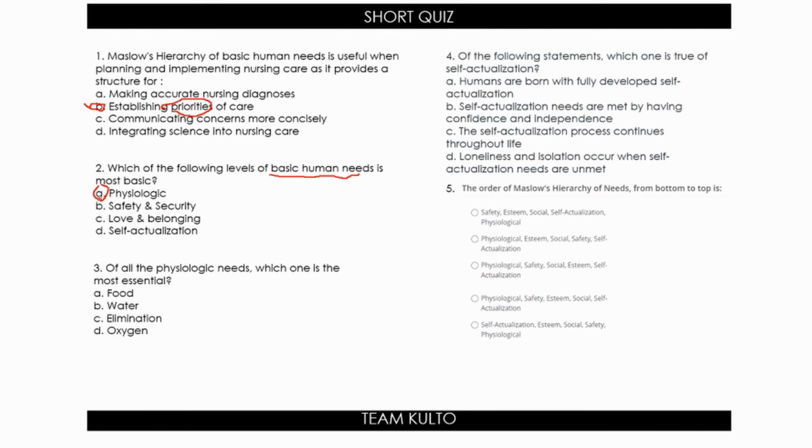Very good. Number 3, of all the physiologic needs, which one is the most essential? Medyo tricky to. Is it A, food, B, water, C, elimination, D, oxygen? Nasagot mo dito. The right answer here is D. Now, oxygen is the most essential of all needs because all body cells require oxygen for survival, period. Maldita ka, girl.